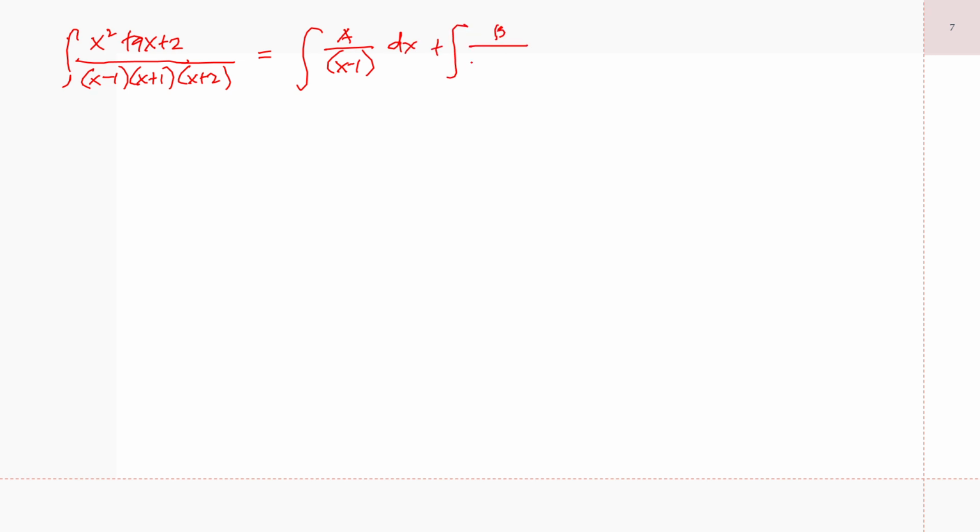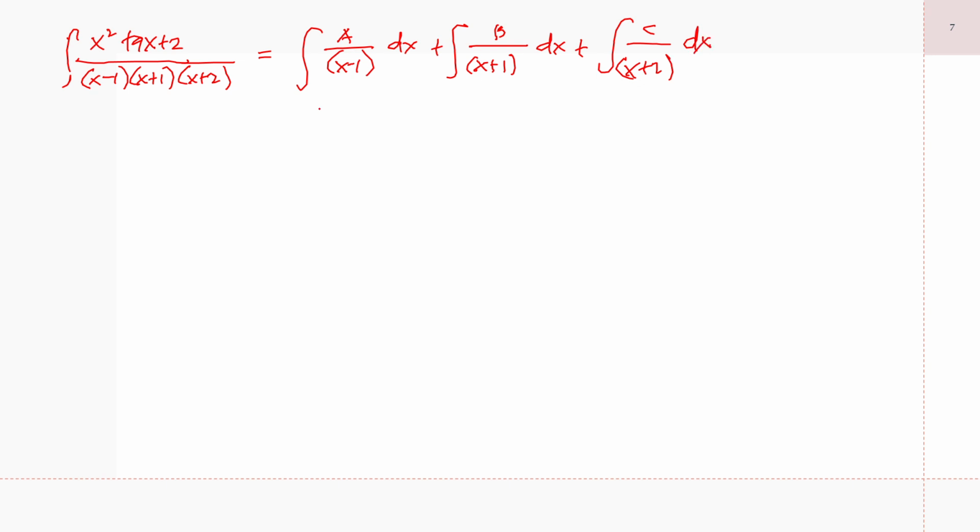Integral of (x squared plus 9x plus 2) over (x minus 1)(x plus 1)(x plus 2). Great. So this is equal to the integral of a over x minus 1 dx plus the integral of b over x plus 1 dx plus the integral of c over x plus 2 dx.